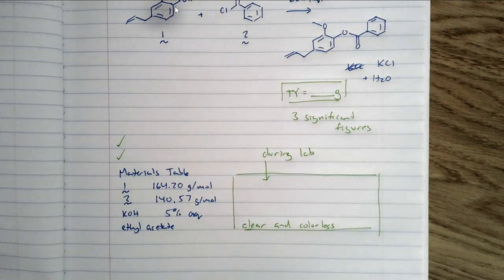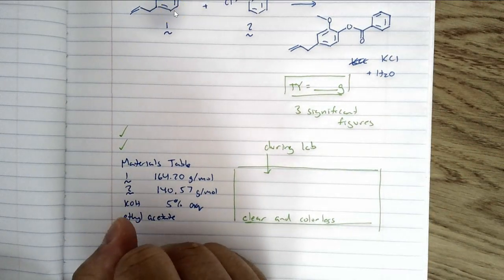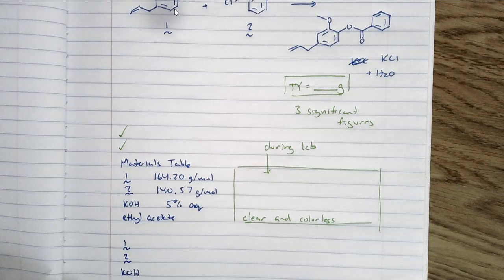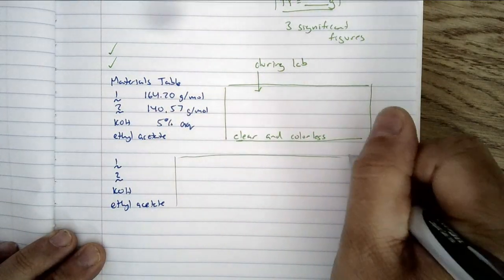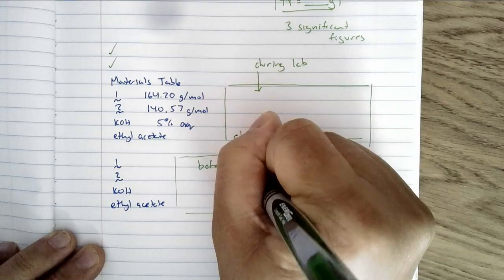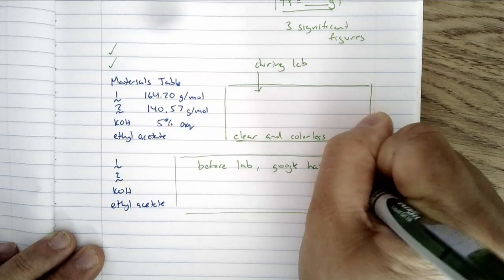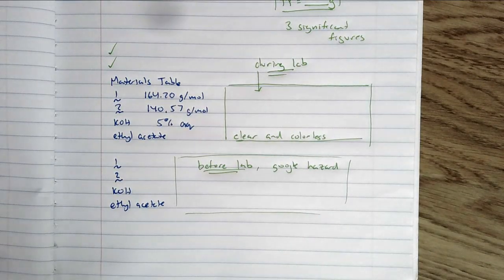Okay. Still at the materials table. One, you're going to list the compounds again. And now you're going to Google the hazards. So here, this is pre-lab now. Before lab, Google the hazards and list them now. This is before lab. This is during lab. Got it? Okay.